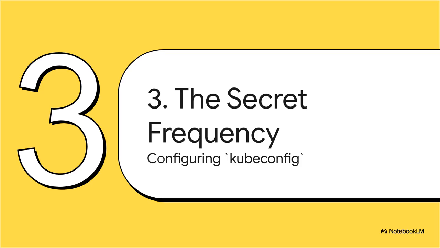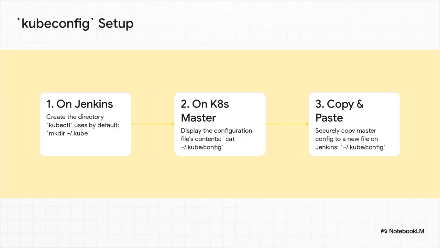So we've got our radio, kubectl, ready to go. Now it's time to tune it in. We need to find that specific frequency that lets us talk to our Kubernetes cluster. And that frequency? It's all stored in a really important configuration file called the kubeconfig. Getting this right is kind of like a careful three-step dance.